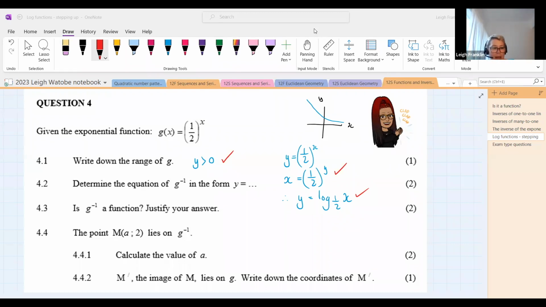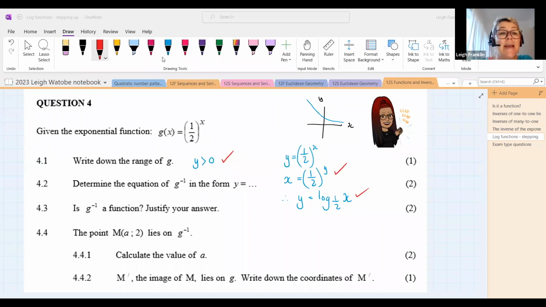Is the inverse a function? Can we justify our answer? So what do you think to that? Is it yes or no? And what's the reason? Is the inverse also a function? What do you think? Yes, I agree. It is a function, quite right. Yes, yes, yes.